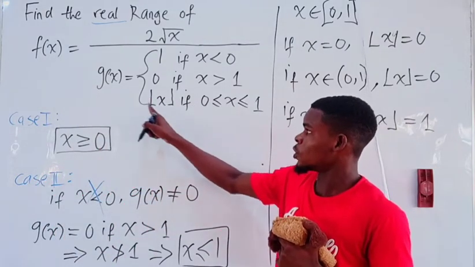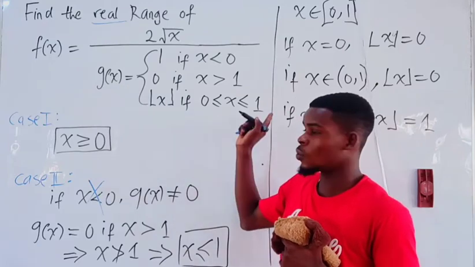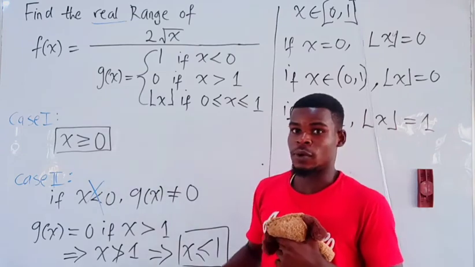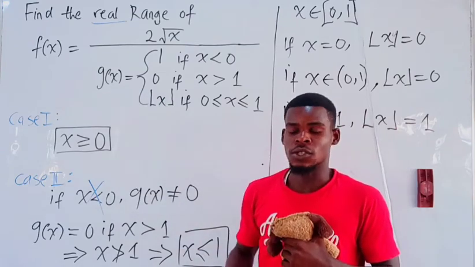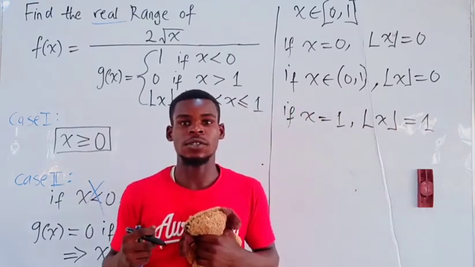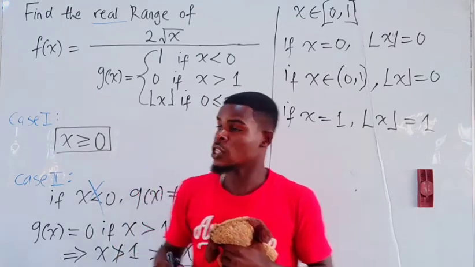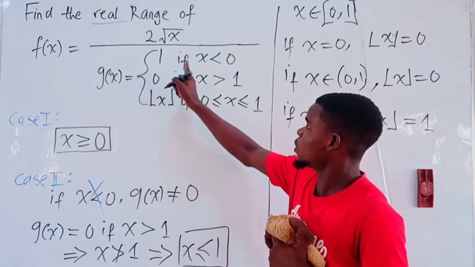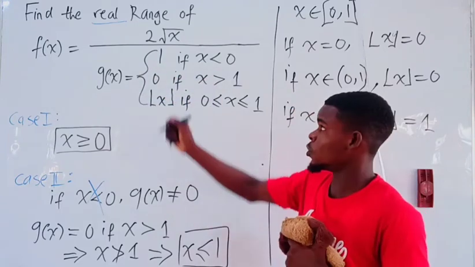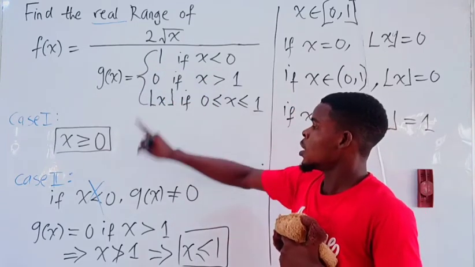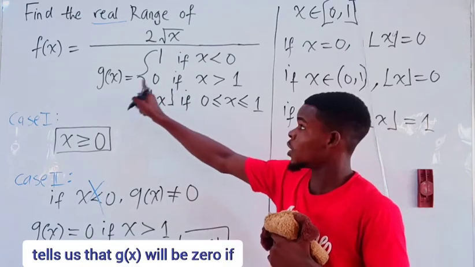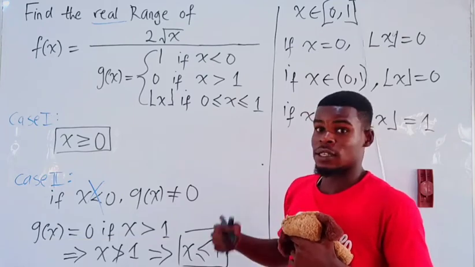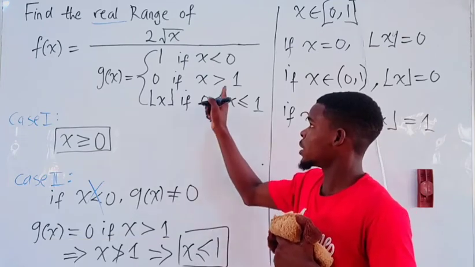Now, the floor function g of x will become 1 if x is equal to 1, otherwise it will become 0. And if g of x is equal to 0, that means the function will be undefined. So the only value of x that will make this function defined is 1. Because if you plug in 1 into the first case, well, the first case is that g of x will be 1 if x is less than 0. 1 is not less than 0, so we do not talk about that. Now, the second case tells us that g of x will be 0 if x is strictly bigger than 1. Well, it's not bigger than 1, so we cannot look at the second case.